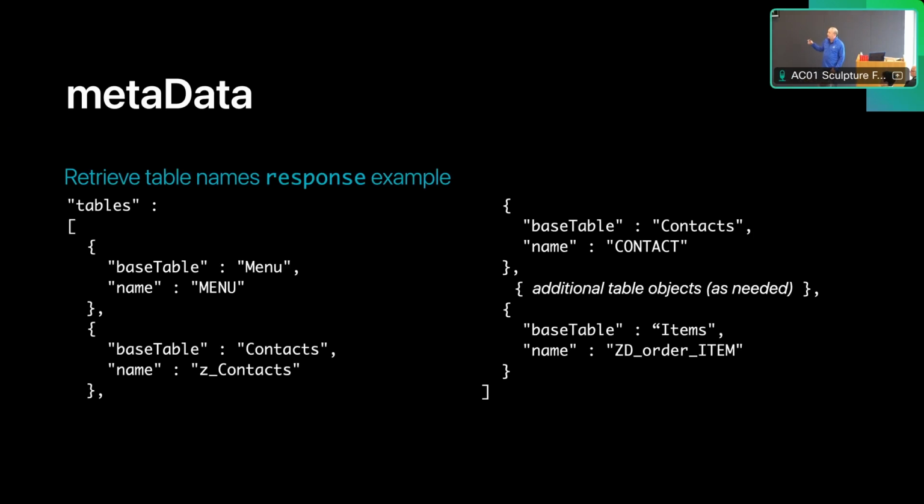And then this is the response portion of the object that we would get back. So we get this tables array. And then each object in the array has both the base table name as well as the name of the table occurrence. And then it just repeats until you see all of the table occurrences that are in your solution.